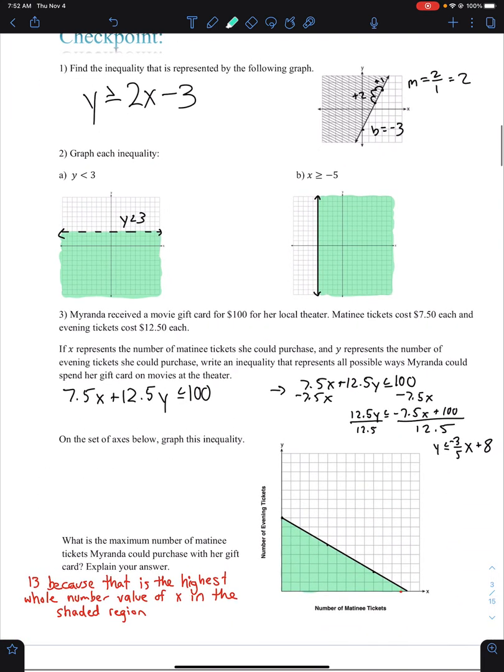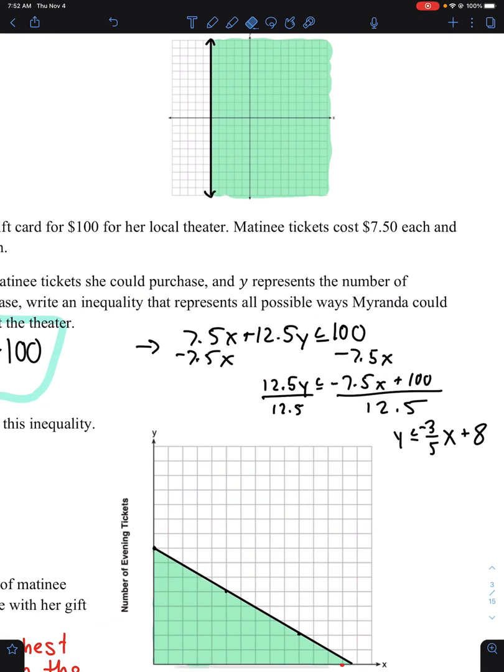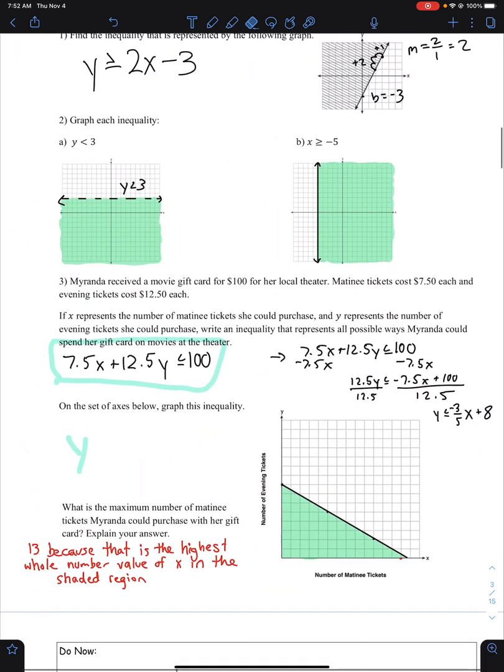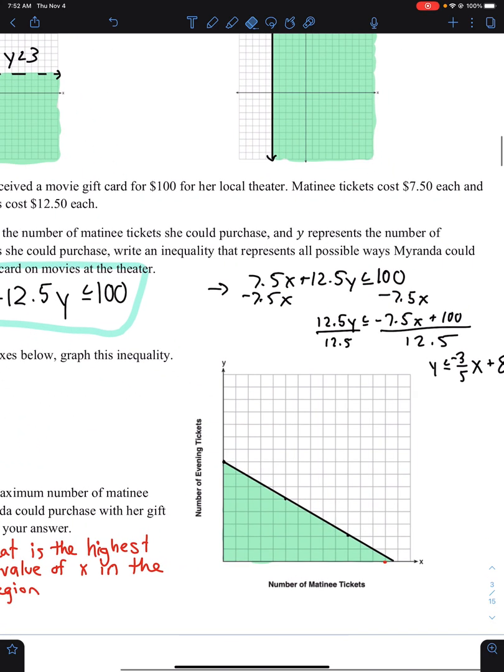And then for number 3, the main thing here is after you write your inequality, you have to graph it. So to graph it, we have to get the y by itself. We want to get into y equals mx plus b form. Or it's not equals because it's an inequality, so in this case it would be y is less than mx plus b form. And now we can graph it. We can see the rate of change is -3/5, and the y-intercept is 8. So this is how our graph should look.